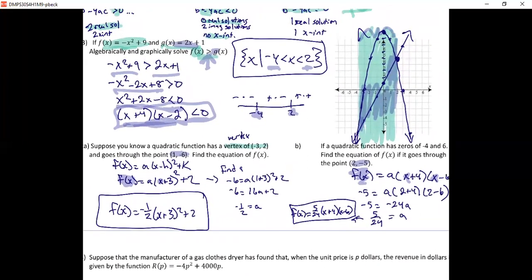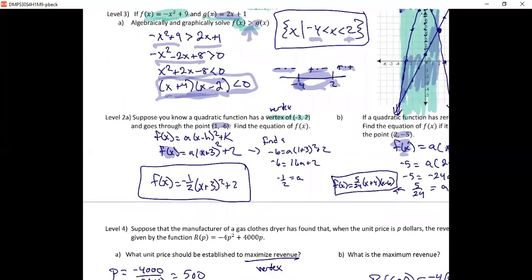So what I did was I established where it equaled 0, and then everything in this region is a negative times a negative. Everything in here is a positive times a negative. Everything in here is a positive times a positive. What that tells me is, for what x values is that expression less than 0? It's everything between -4 and 2.